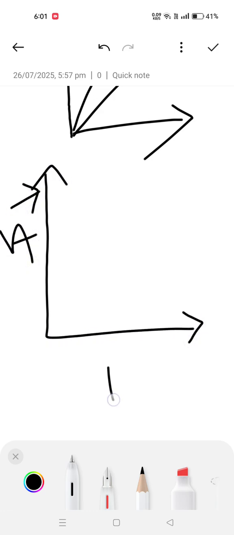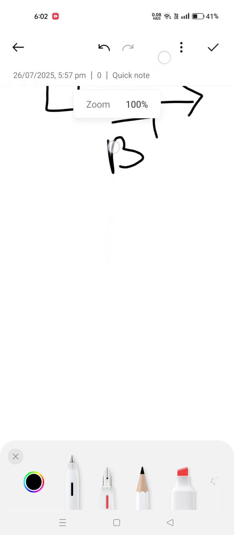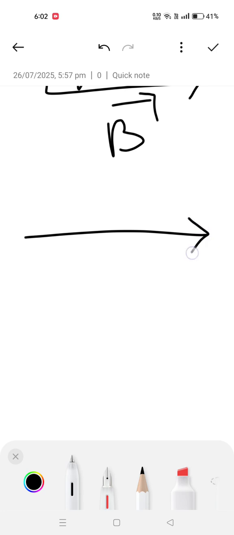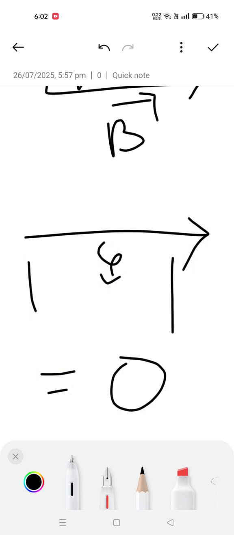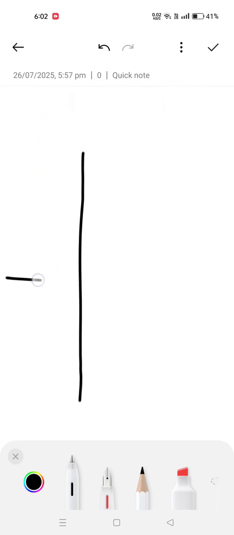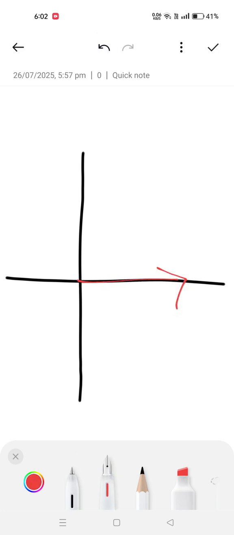Okay, next, null or zero vector. The magnitude of the vector is 0. So the magnitude of this vector is equal to 0. Axial vector: along the same axis. So this is an axial vector. Supposedly this is axis x, along the same axis there are vectors.